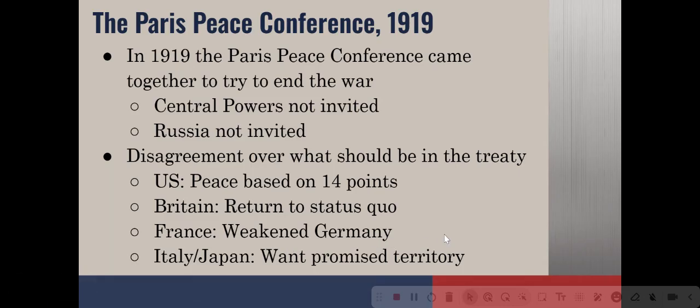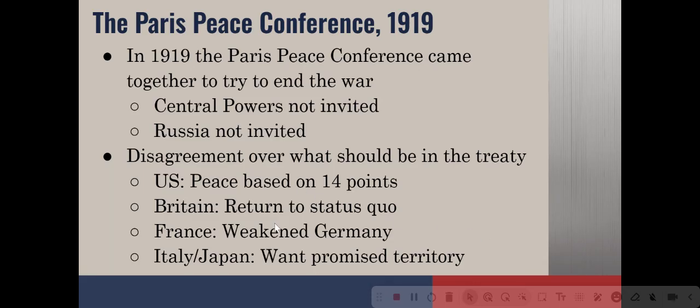France, they want Germany weakened so it can't threaten France again. Germany has invaded France now, I think, three times in less than 100 years. So they want Germany to never be a threat again. Italy and Japan were promised territory in exchange for joining the war. They want that territory. You can see that these don't go together very well.